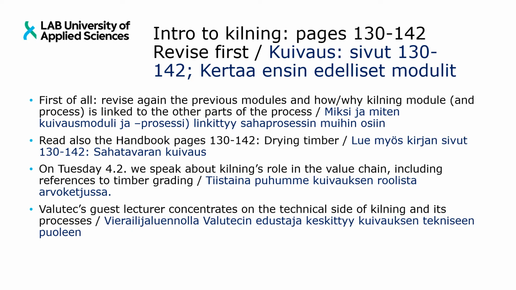Okay, so first of all, revise again the previous modules and why and how the kilning module and the process is linked to the other parts of the process. For instance, the production planner, our old friend, needs to know what is going to be specially kiln dried against orders. Usually, you don't specially kiln dry unless you have a specific order for that.